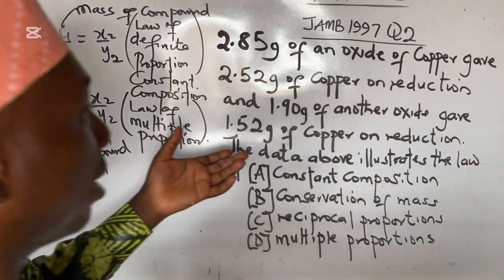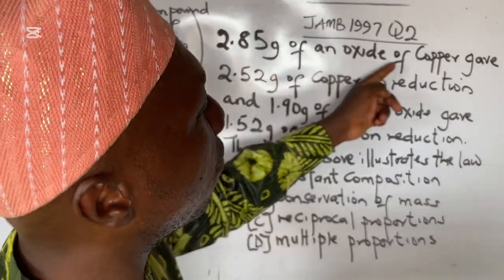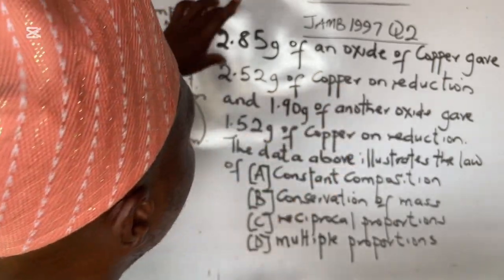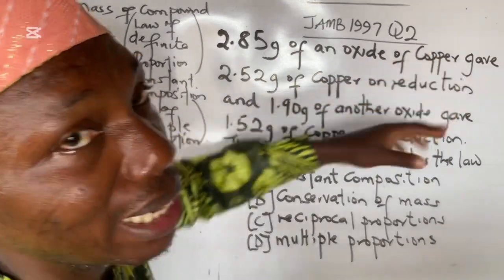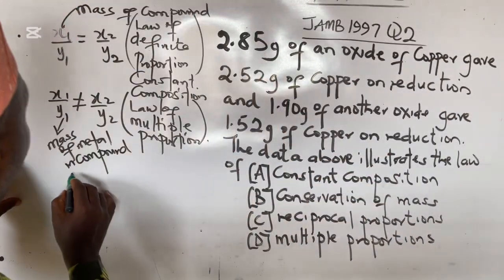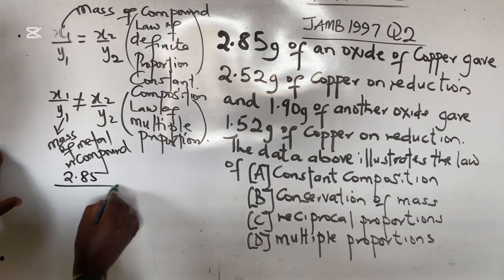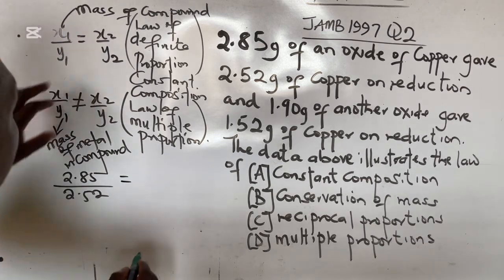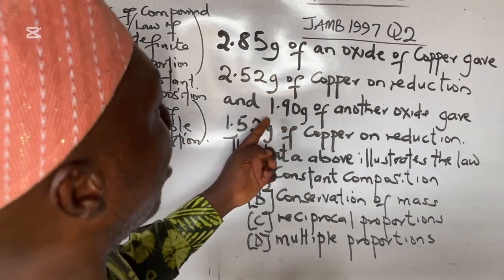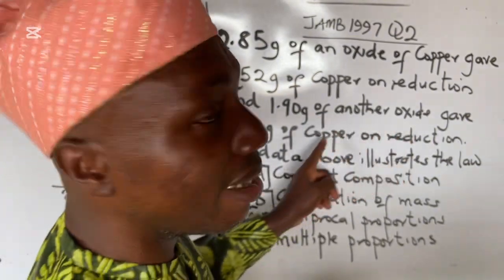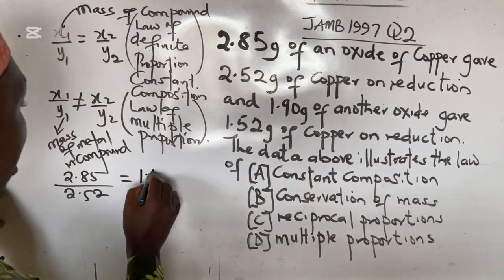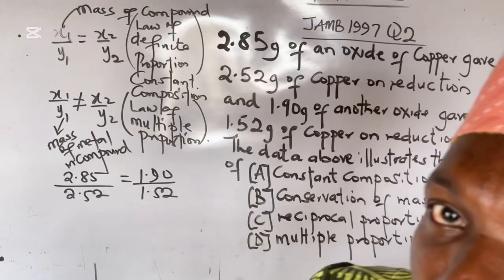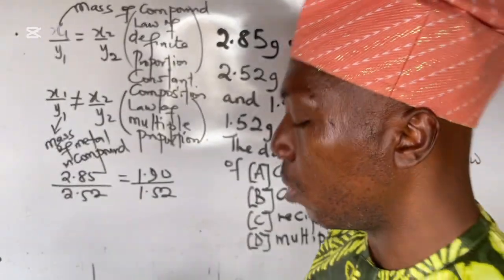So let's solve this problem now. 2.85 grams of an oxide of copper gives 2.52 grams of copper. So 2.85 grams of an oxide of copper, that is the compound. We have 2.85 over 2.52. Let's see if the result will be equal or not equal. We are given 1.90 grams of another oxide giving 1.52, so we have 1.90 over 1.52. Let's see the results as we solve the problem, if they are equal or not equal.